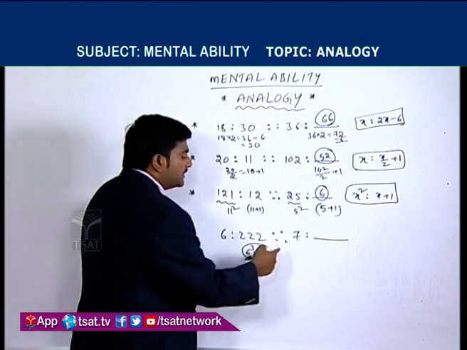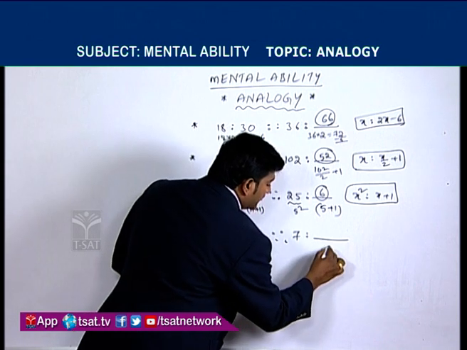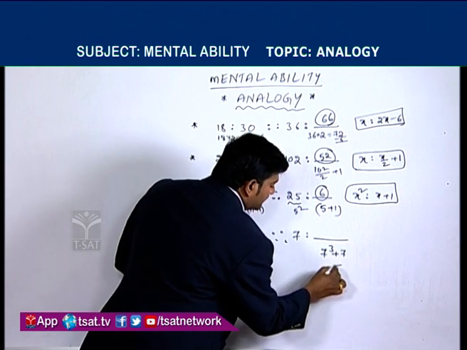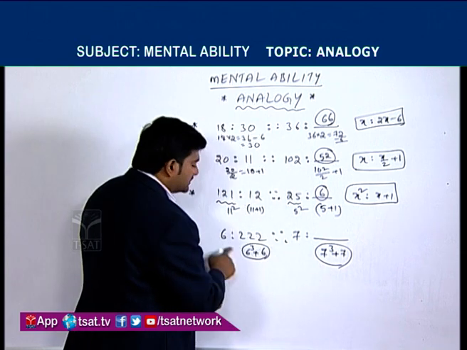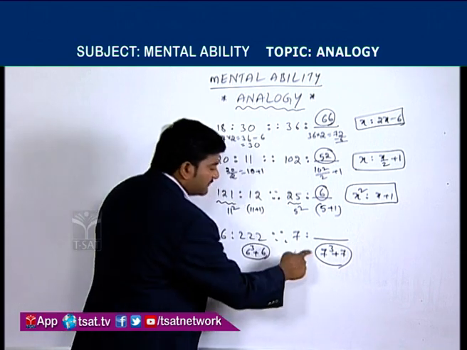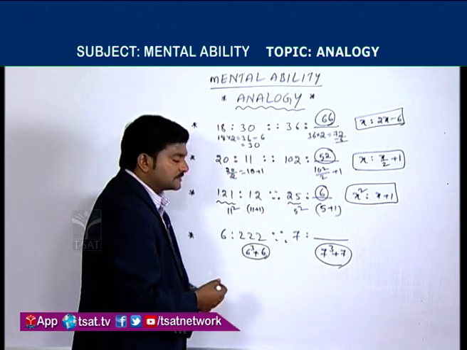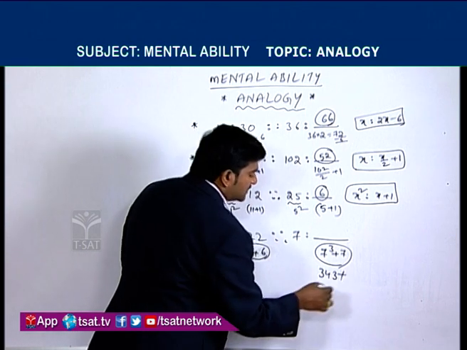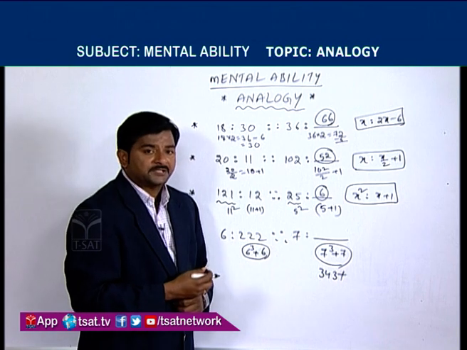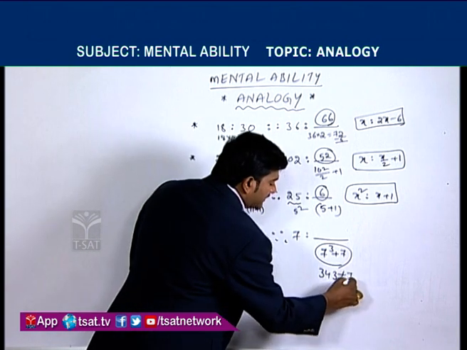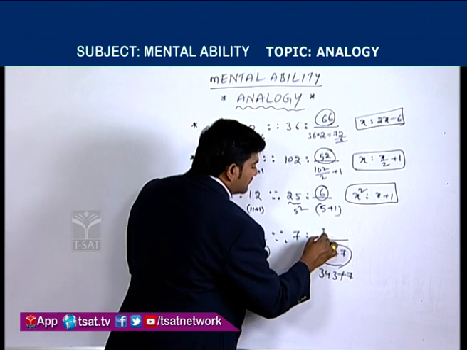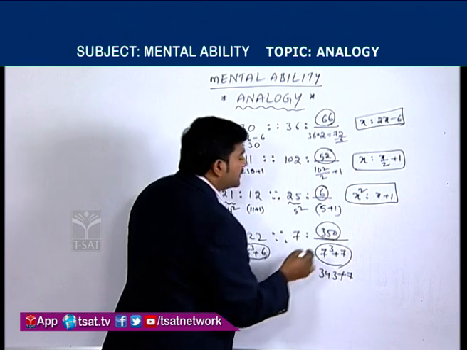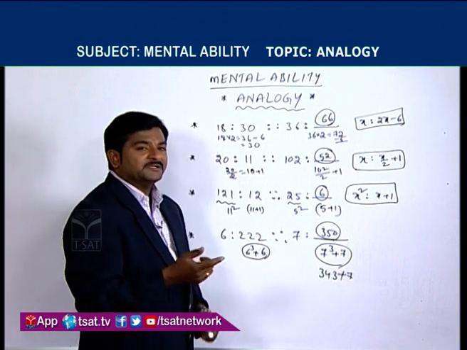Okay. So here 7. 7 means what you can take? 7 cube plus 7. 6 means 6 cube plus 6. 7 means 7 cube plus 7. So again 7 cube value is, you must be aware of these cubes, equal to 343. 343 plus 7. 343 plus 7 means what can we take here? 350 we can take. I hope you understood.